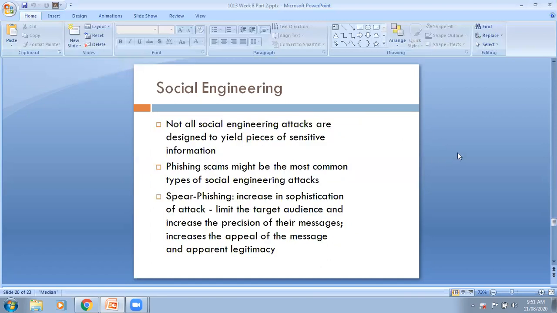Not all social engineering attacks are designed to yield pieces of sensitive information. So phishing, sending out an email to lots and lots of people, but only need a handful to click the link to get the results that you want. And this can be all about social engineering. Spear phishing is targeting specific organisations.